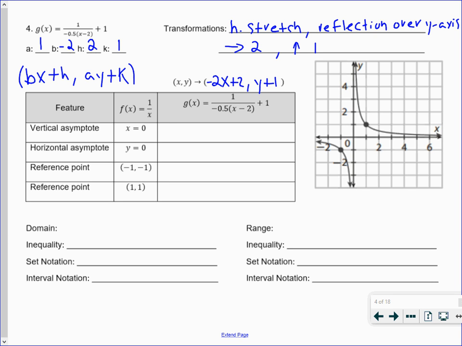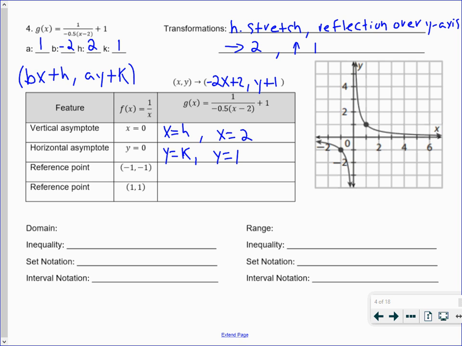And now we're going to figure out what our horizontal and vertical asymptotes are. Our vertical asymptote is when x equals h, or in this case, x equals 2. Our horizontal asymptote is when y equals k, or in this case, y equals 1.